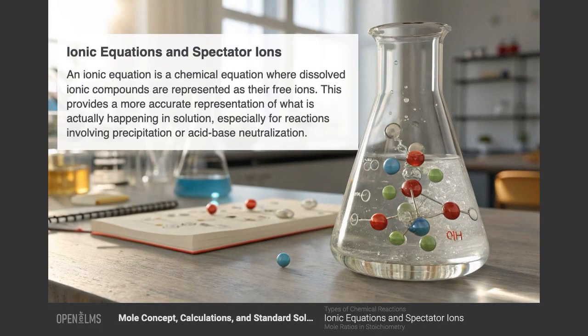Ionic equations and spectator ions. An ionic equation is a chemical equation where dissolved ionic compounds are represented as their free ions. This provides a more accurate representation of what is actually happening in solution, especially for reactions involving precipitation or acid-base neutralization.